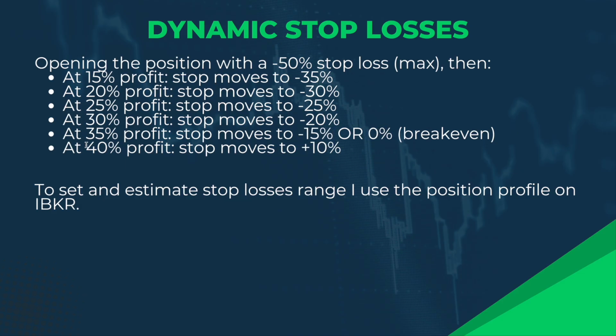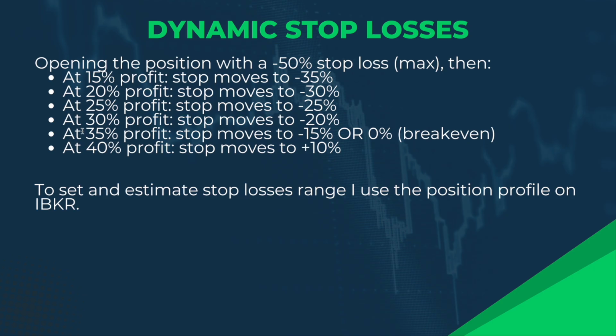Basically, it's the same reason as why I move the stop loss to 10% profit at 40% profit. It's really unlikely for the position to go all the way down to negative 15 or even to 0 at this stage, because from 35 to 40% it's a really small jump. It can happen even in the same day. But usually, I'll keep it at negative 15.